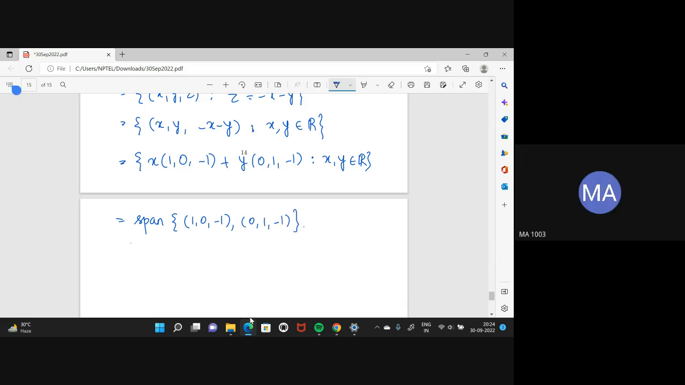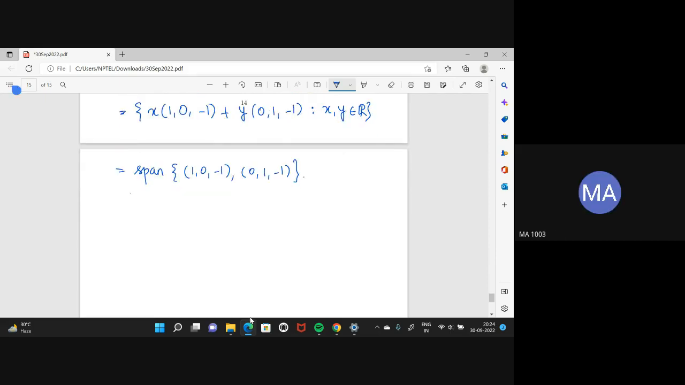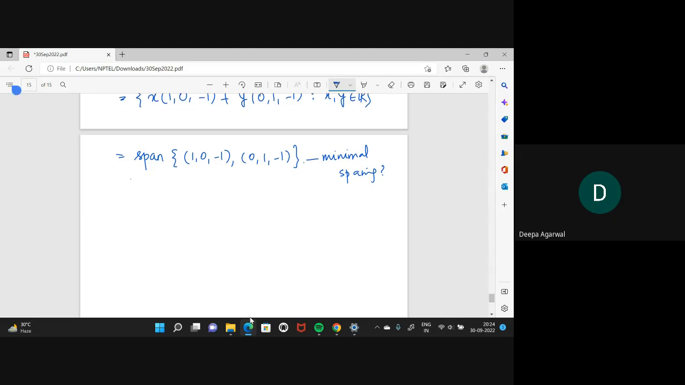Why is it so? Because x and y are the scalars. So this is nothing but a linear combination of these two vectors, right? Now we have found a spanning set. Is this minimal spanning? Yes, ma'am. Why? Because if we remove one of the elements of the set, we cannot get the spanning set. So if we remove one of the elements, say I take this, what do I get?